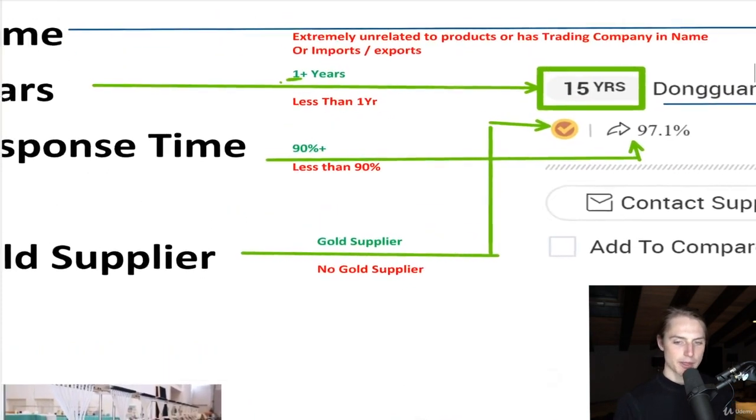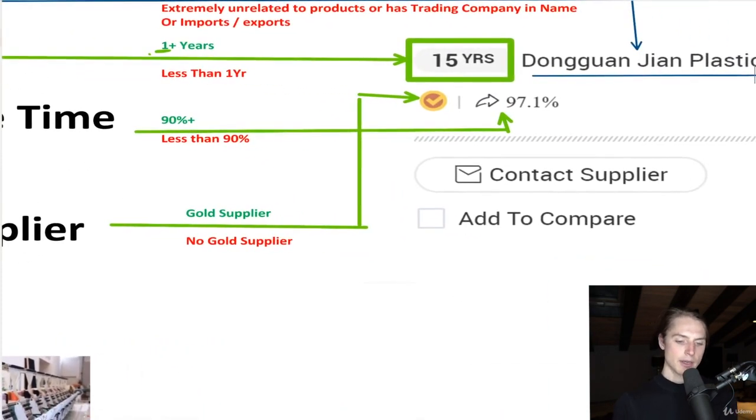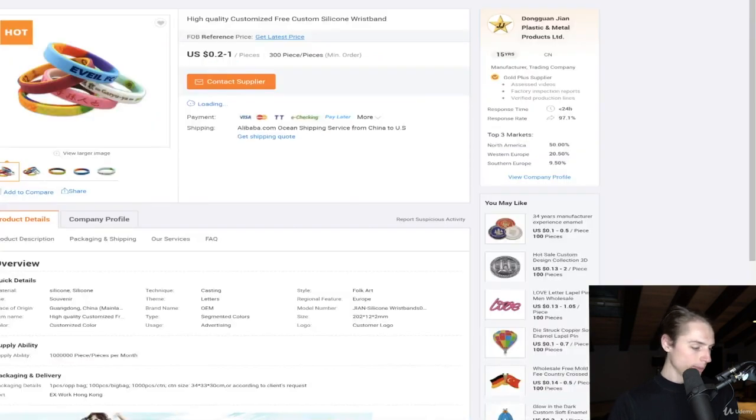And then obviously we want them to respond fast. Essentially, I forgot to mention this, gold supplier just means that somebody on Alibaba has paid to be a gold supplier, and they did some verification checks to make sure that they're actually a business. But a gold supplier doesn't necessarily mean it is a manufacturer. But we'll go back to Alibaba.